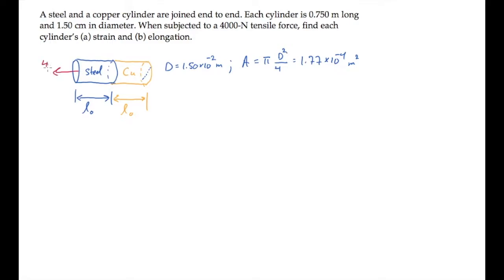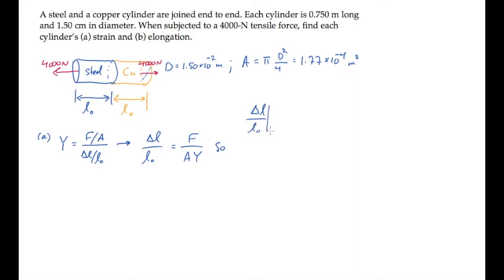We're told that 4,000 newtons of tensile force acts on each end of the cylinder, and we're asked to calculate in part A the strain and in part B the elongation of each cylinder. We'll solve part A using the definition of Young's modulus. Y equals the stress divided by the strain. Solve this equation for the strain, delta L over L0, to see that it equals the force over the cross-sectional area times Young's modulus, and substitute the known values.